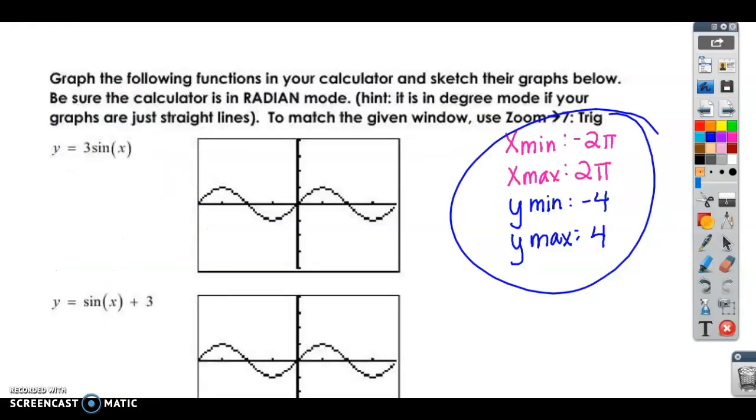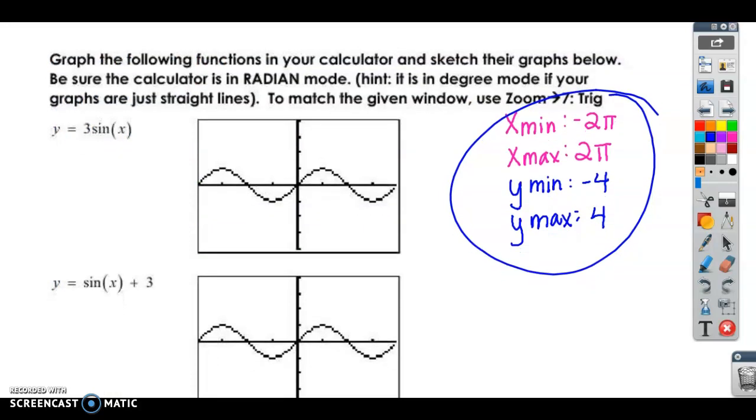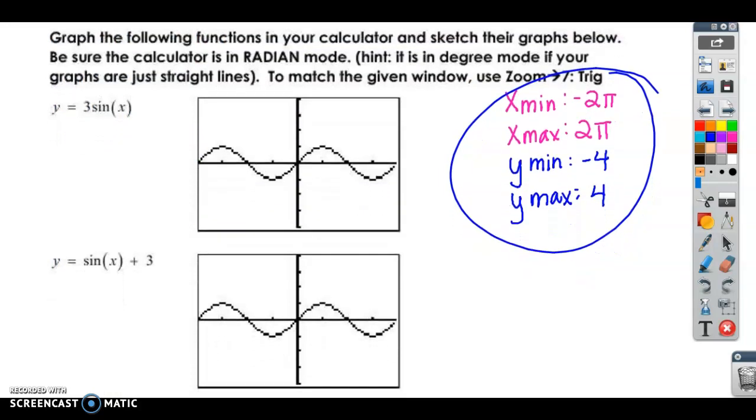So that's just for the first one. So go through and look at what happens if you add a 3 at the end. Just like if you have a regular function like a quadratic, y equals x squared, and you add 3, what happens to the graph? It takes the whole graph and it moves it up 3. That's what happens to your sine of x function.